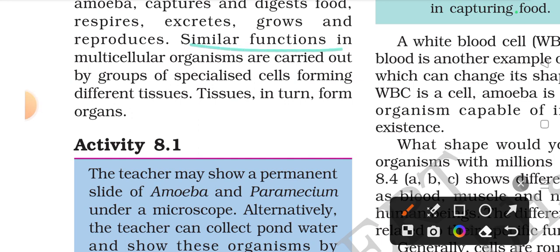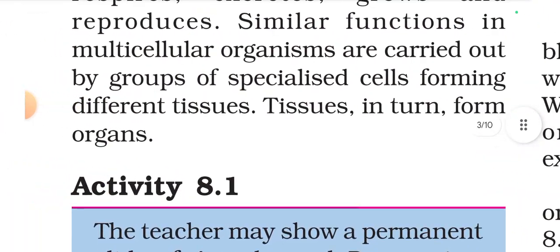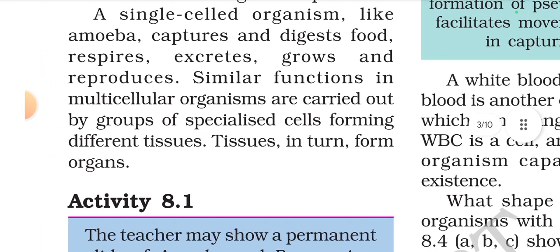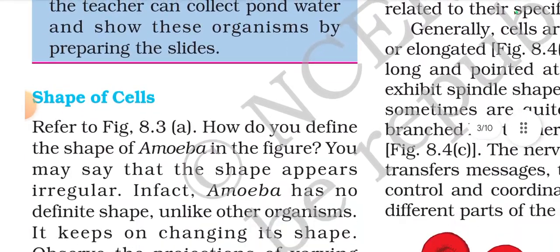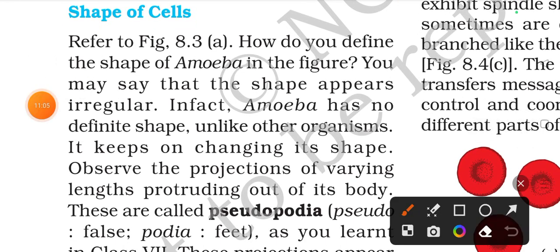Similar functions in multicellular organisms are carried out by groups of specialized cells, forming different tissues. Tissues in turn form organs. Yeah. So this is one of the important things, that cells form tissue, tissues form organs, and organs form organ systems and all. So first, number of cells, and second topic is shape of cells.